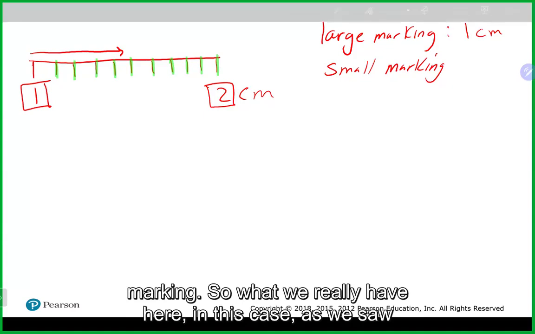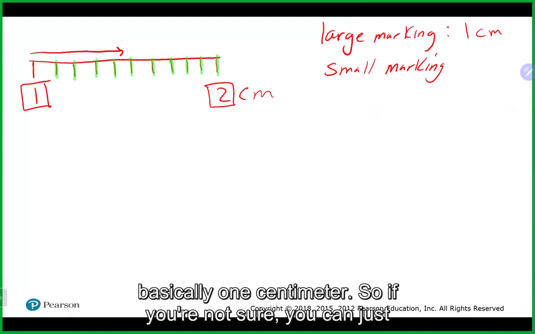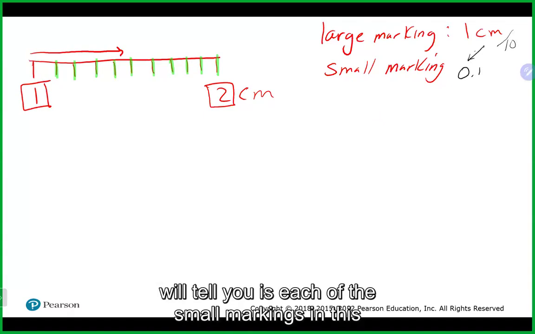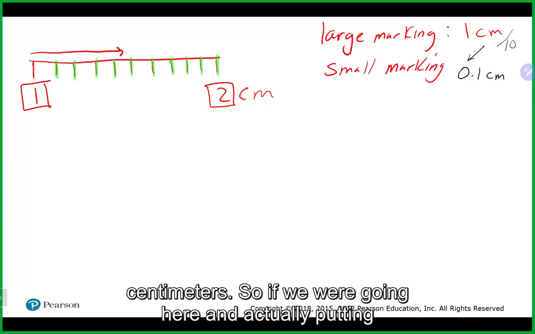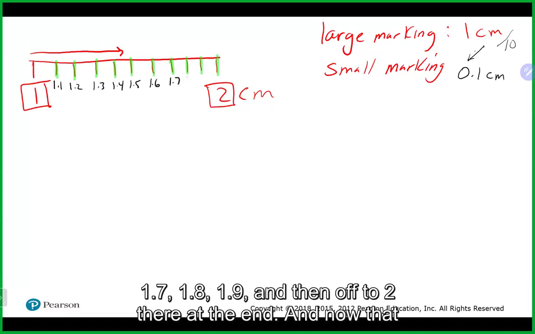So what we really have here in this case, as we saw last time, is 10 little markings that represent basically 1 centimeter. So if you're not sure, you can simply take the large marking divided by 10. And what that will tell you is each of the small markings in this particular scale, as we saw last time, represents 0.1 centimeters. So if we were putting numbers here, this would be 1.1, 1.2, 1.3, 1.4, 1.5, 1.6, 1.7, 1.8, 1.9, and then off to 2 there at the end.